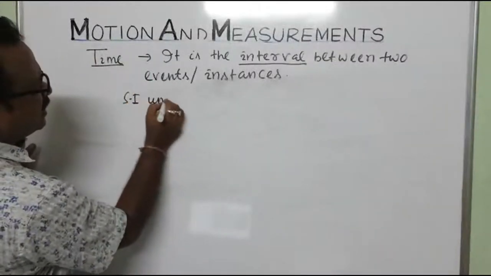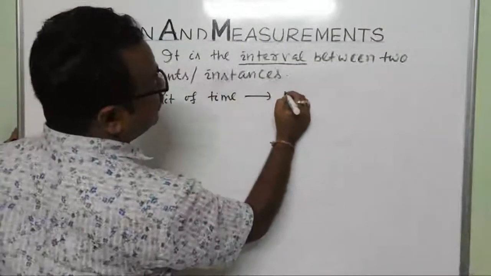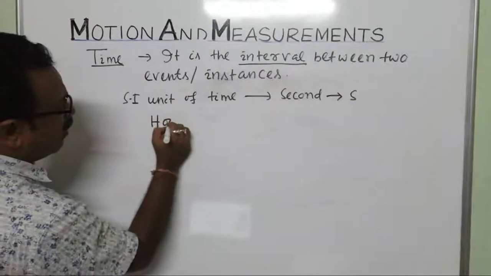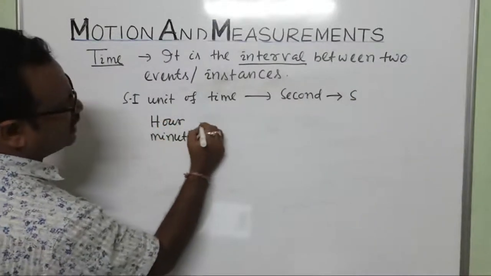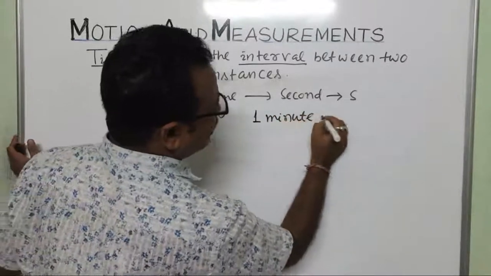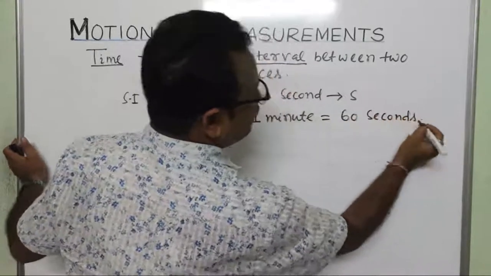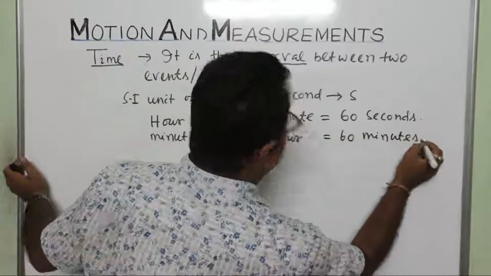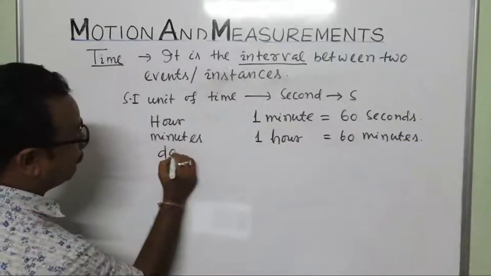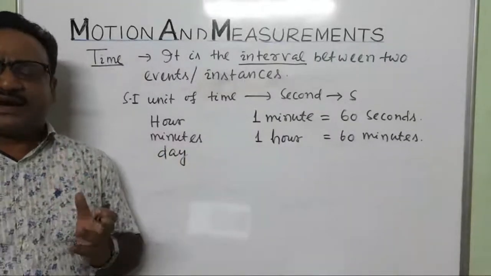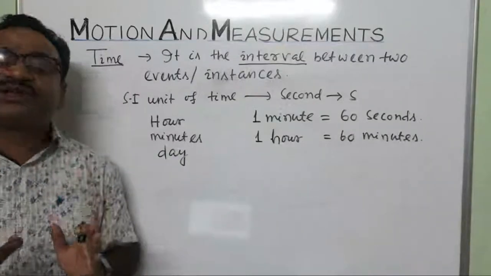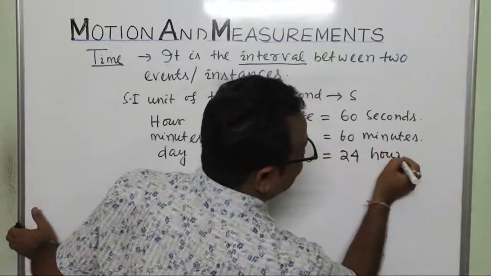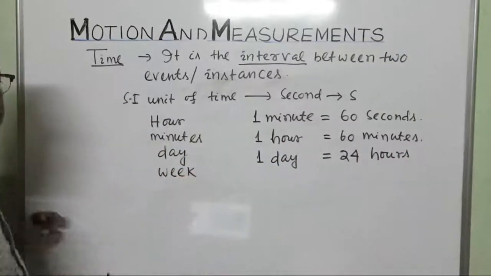The SI unit of time, we know it from earlier, is the second, or S. Now other units, hour, minute. 1 minute is equal to 60 seconds. 1 hour is equal to 60 minutes. Now, after hour, we come to day. Day means 24 hours. Generally, we say day and night, but in science, one day means 24 hours. So, one day is equal to 24 hours. Then next, week. 7 days, 1 week.